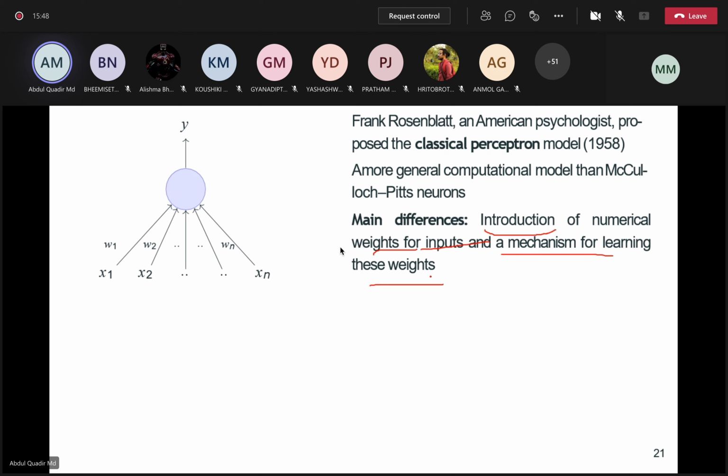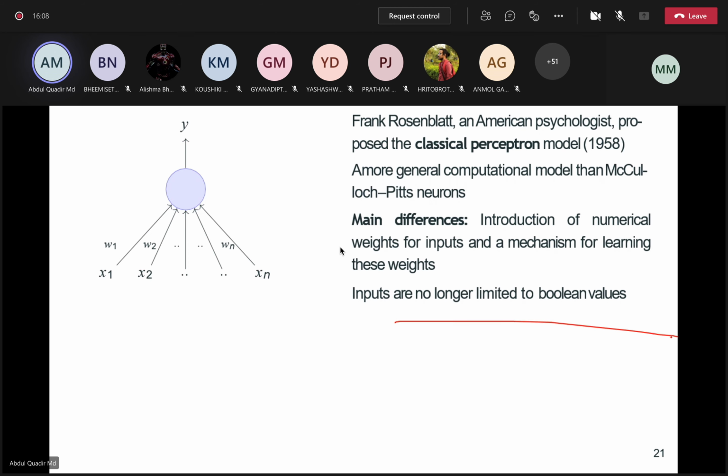For Raj, a thriller movie will be of more weightage. For Kiran, all four are of equal weightage. So different people might have different tastes, and their weights change accordingly. Inputs are no longer limited to Boolean values. Inputs can be 0, 1, 4, 6, 8, whatever it might be.